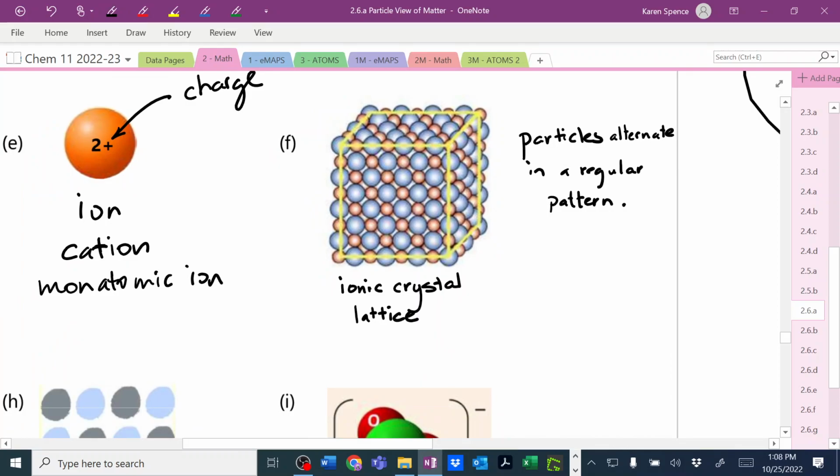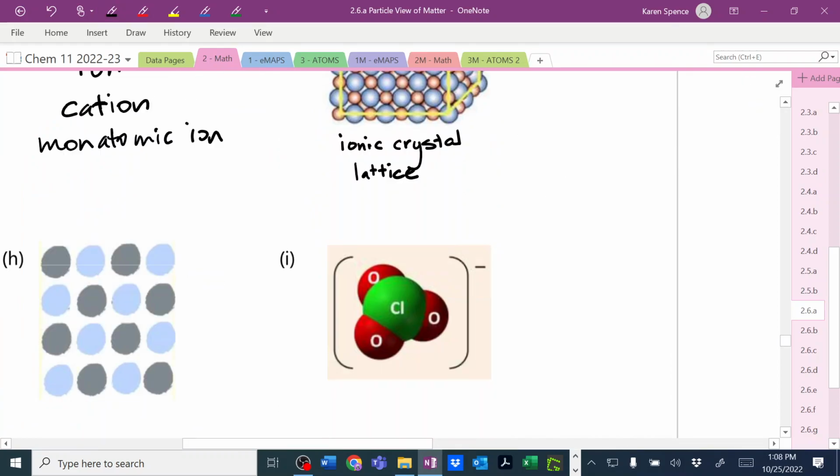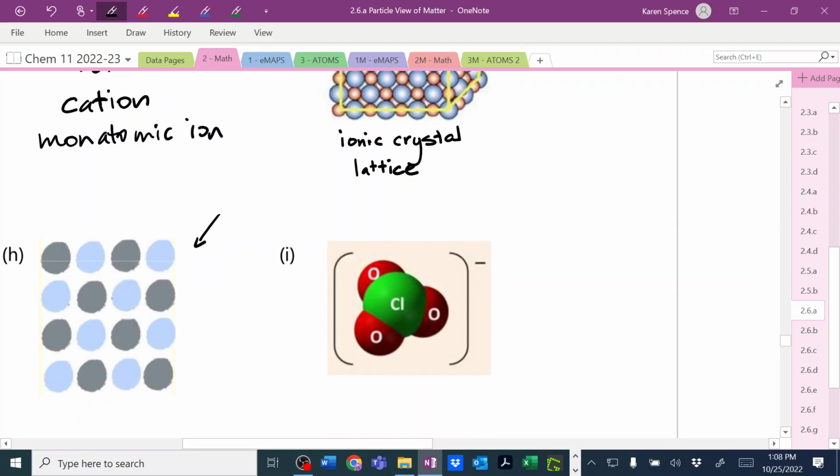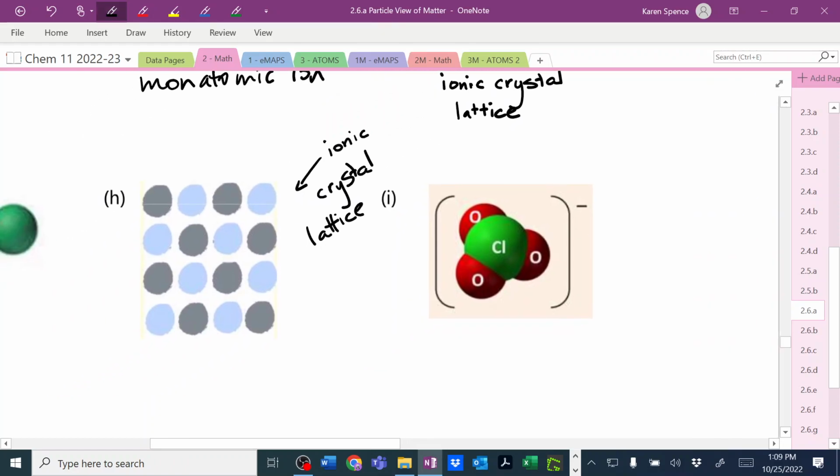What if I was to give you something like this one here? What's that? What it means is that I am not clever enough to draw a three-dimensional structure, so I'm showing it in 2 dimensions. What is it? It's a crystal lattice. Because again, it has that regular alternating pattern.